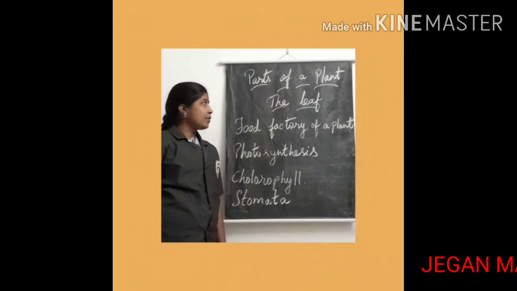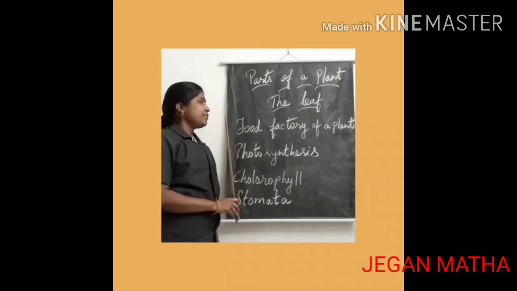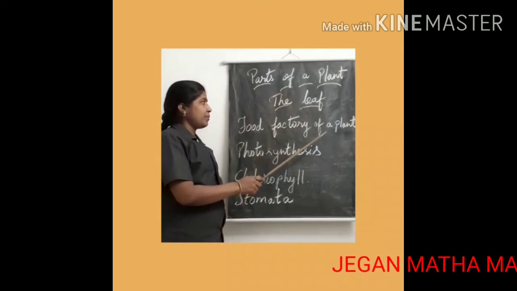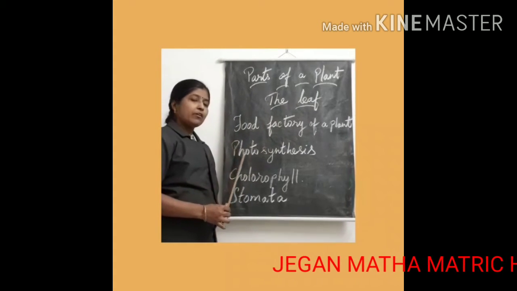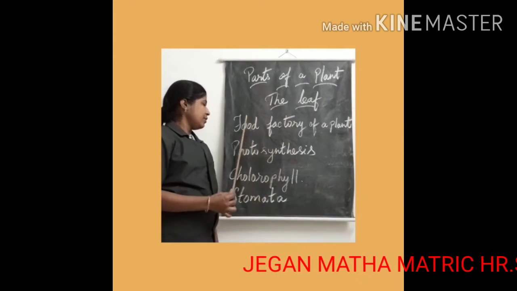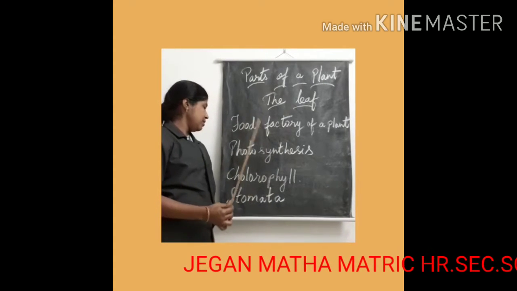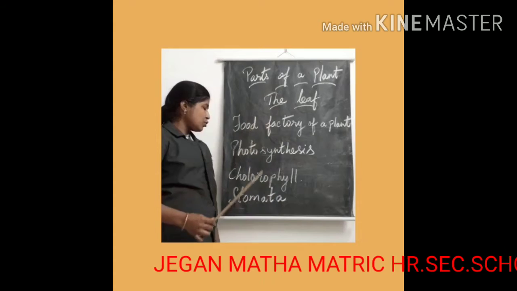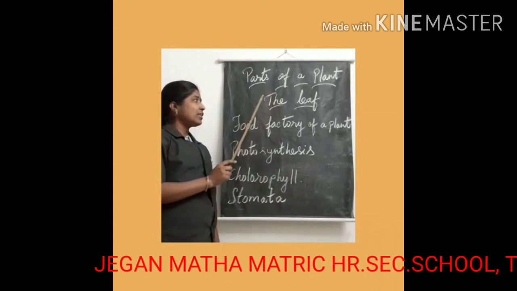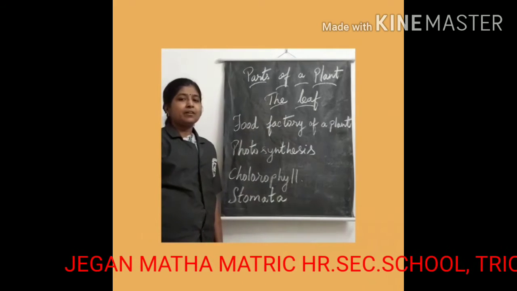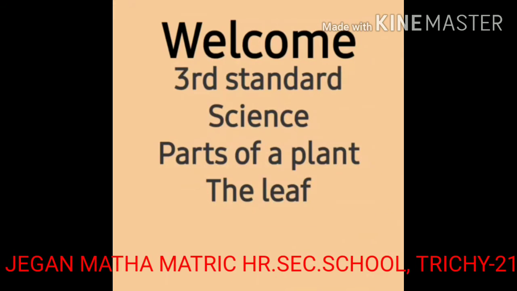In today's session, we are going to learn more detail about the part, the leaf. The leaf is called the food factory of a plant because it prepares the plant's food by the process of photosynthesis. For that, it uses the green pigment called chlorophyll that is present in the leaf. The stomata are the tiny holes or pores that are present on the surface of the leaf. Let us learn more detail in this session.